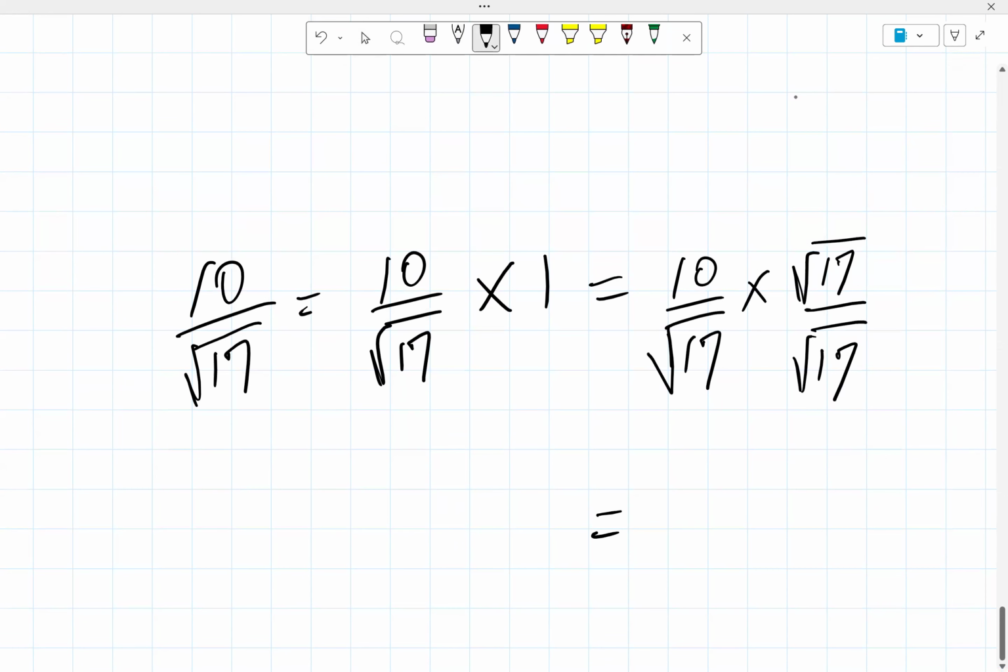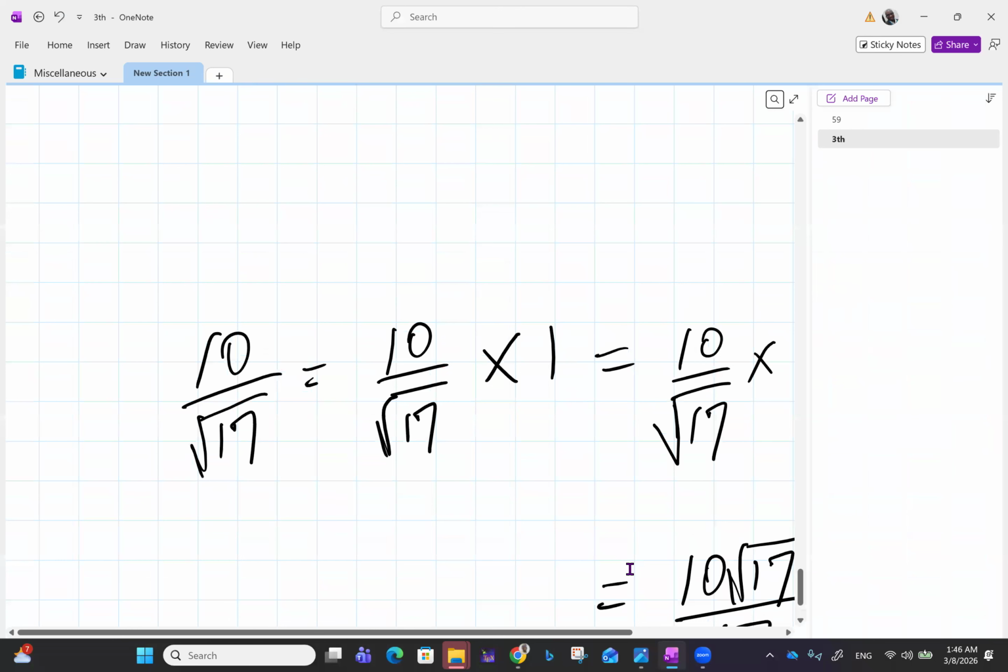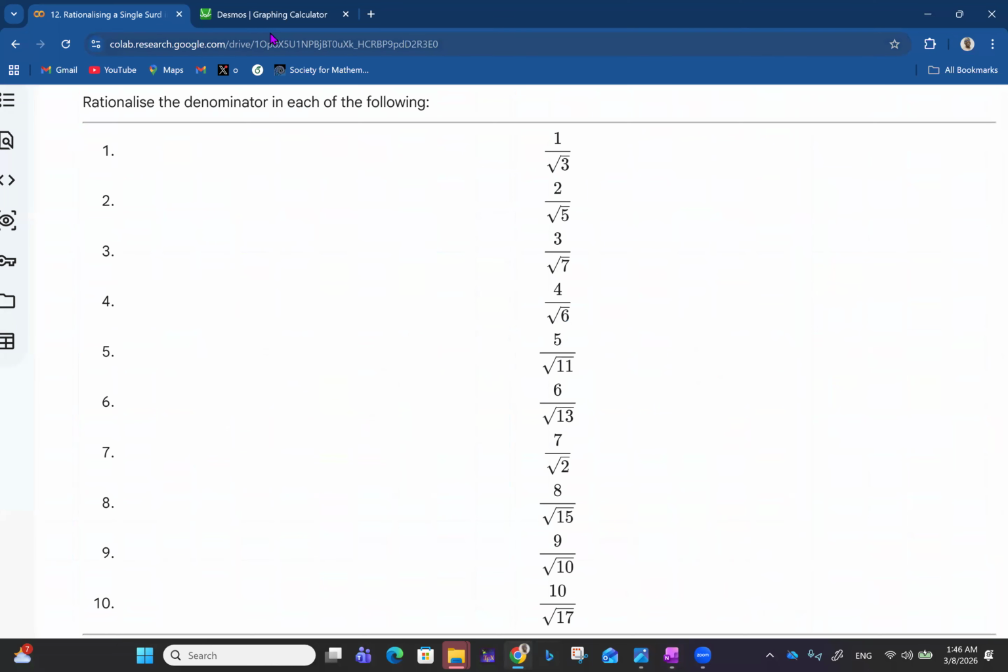So if you multiply all the numerator, that's 10 root 17 all over 17. Because root 17 times root 17 is root 17 squared, which is simply 17. So you can check to be sure 10 over root 17 is the same thing as 10 root 17 over 17.